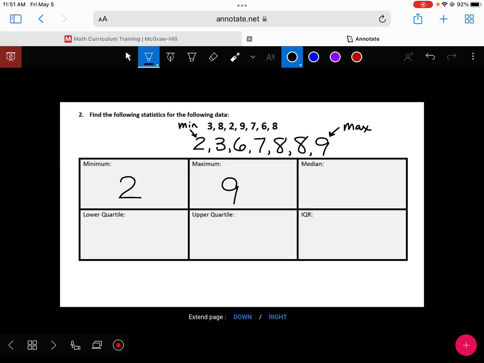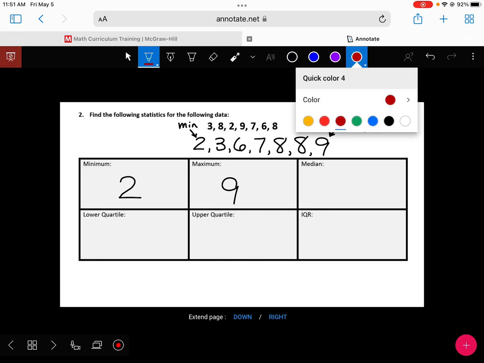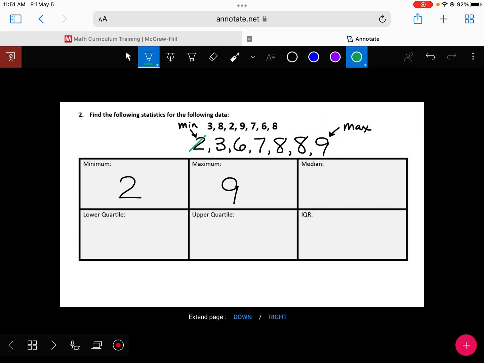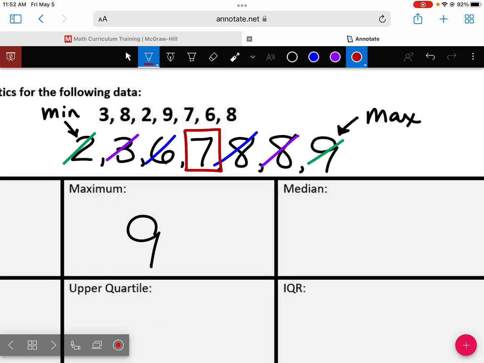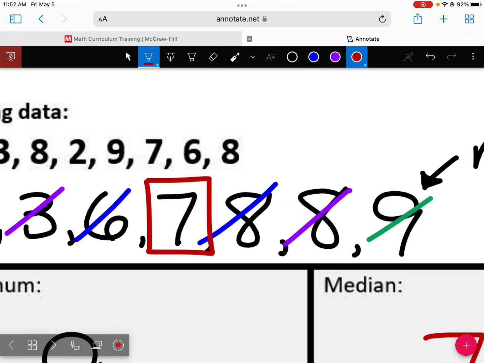To find the median, only after they're in order, I can cross them out and get to the middle. So I'm going to cross out the 2 and the 9, the 3 and the 8, the 6 and the 8. So what's in the middle? 7. Here's my median.